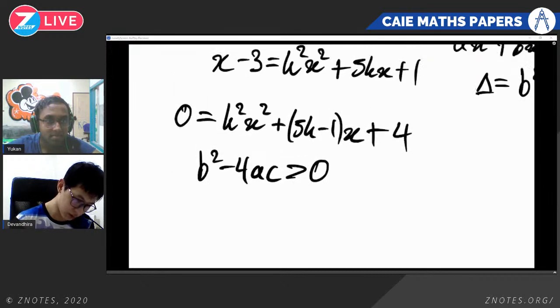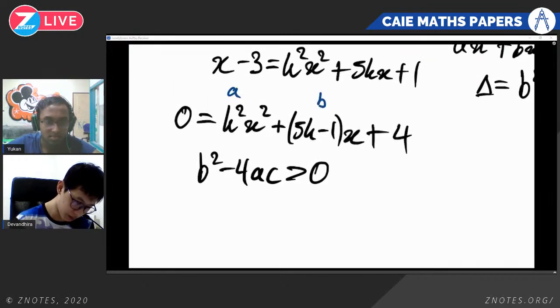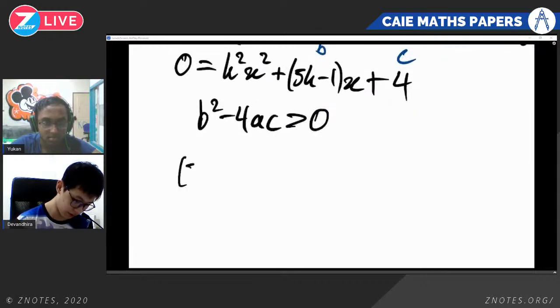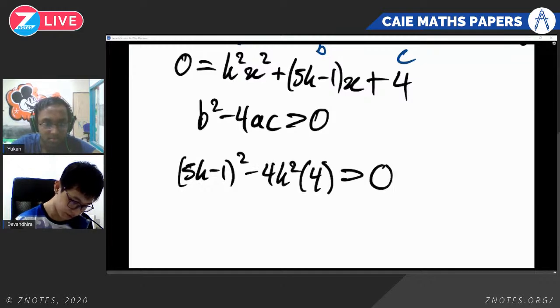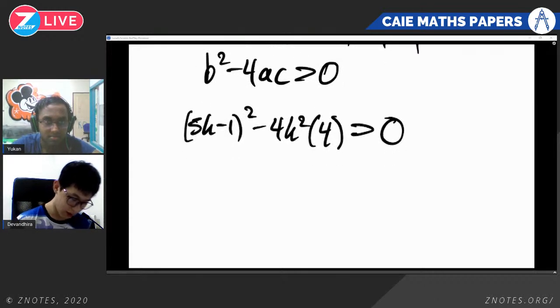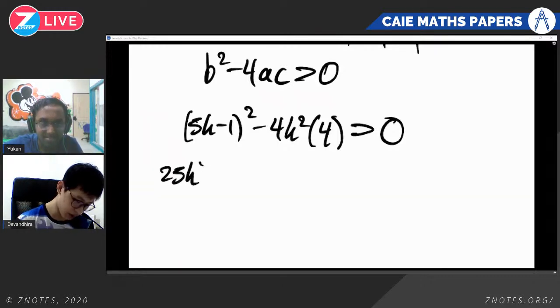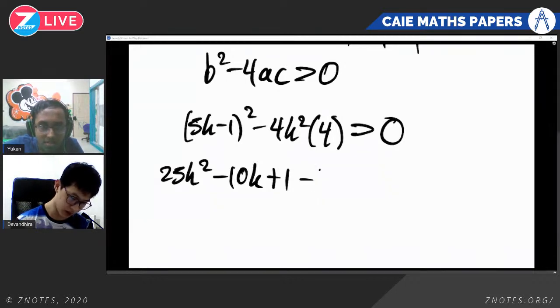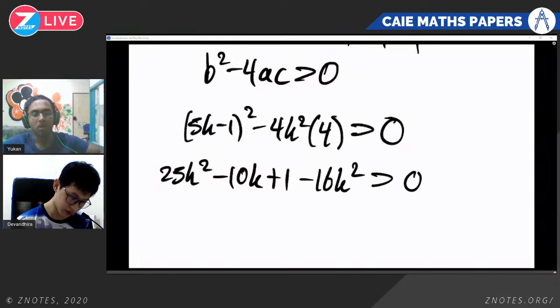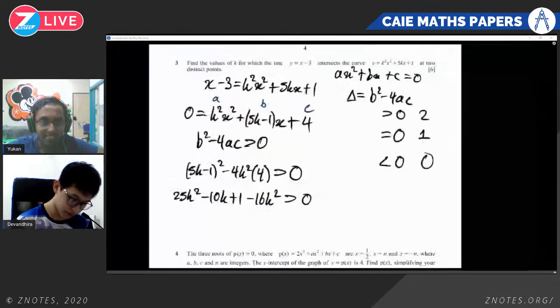So let's do that. This is our A, this is our B, and this is our C. We have (5k minus 1) squared minus 4k squared greater than 0. Sorry, this takes quite a while. Okay, so let's simplify this. Square of 5k, that's 25k squared, minus 2ab, which is minus 10k, plus 1. Negative 4 times 4, that's negative 16k squared, greater than 0. Agree so far? Yep, that's fine.